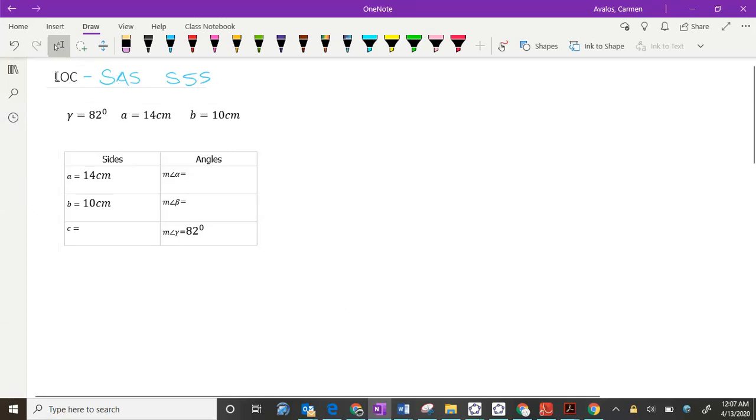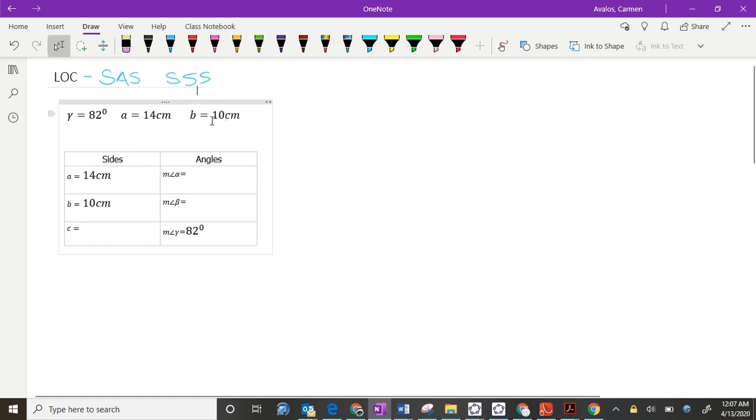So we're dealing with the law of cosines. The LOC stands for the law of cosines, and these are the two cases that we're going to have. If we're given side angle side or side side side, then we know we have to use the law of cosines. So what I mean by that is, for example, this one here.